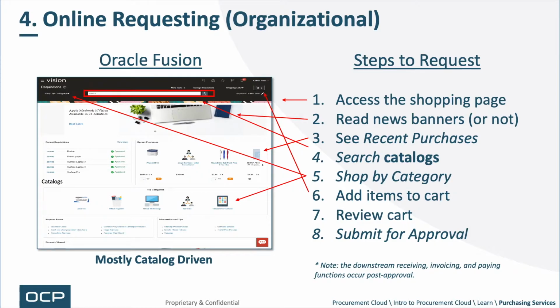Okay, so one important note here is that unlike Amazon, Oracle Fusion, or what we'll call any of the legacy or modern procurement applications, are mostly catalog driven. It means that they offer you the option to purchase something when it's not previously negotiated or in a catalog.